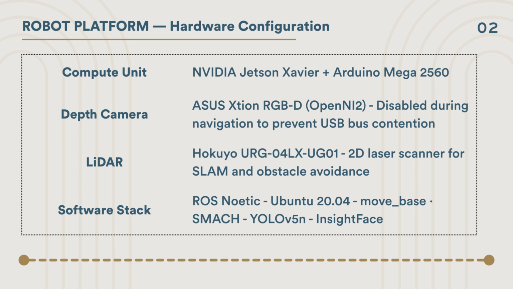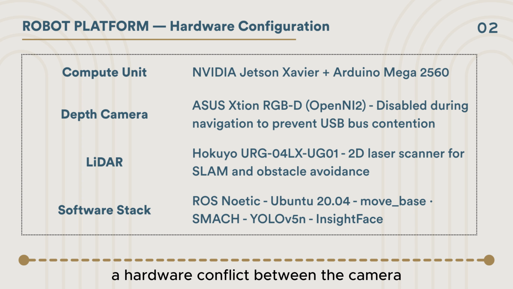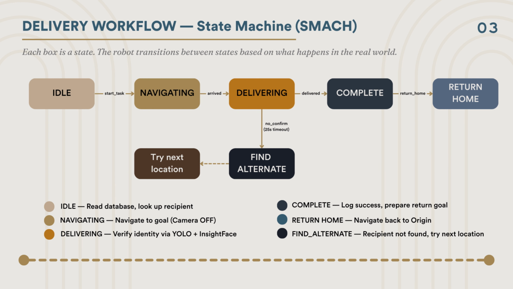One important design choice: the camera is turned off while the robot is moving. This prevents a hardware conflict between the camera and the LiDAR on the same USB bus.